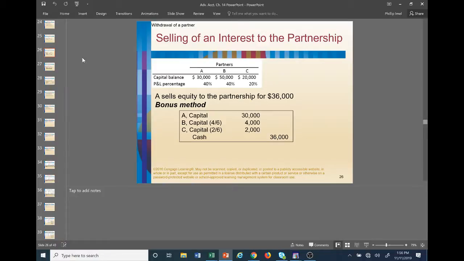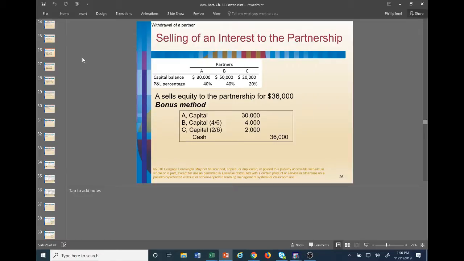Selling of an interest to the partnership. When a withdrawing partner sells an interest to the partnership rather than to an individual partner, the bonus or goodwill methods may be employed. Now, using the same facts as in the previous illustration and assuming the use of the bonus method, the purchase of A's equity by the partnership would be recorded by debiting the capital account of partner A by $30,000, debiting the capital account of partner B by $4,000, debiting the capital account of partner C by $2,000, and crediting cash for $36,000.